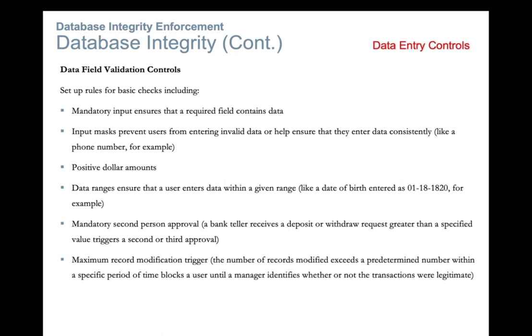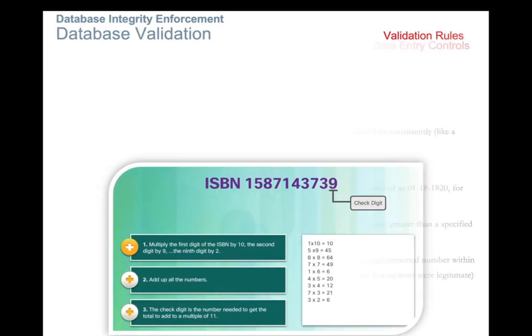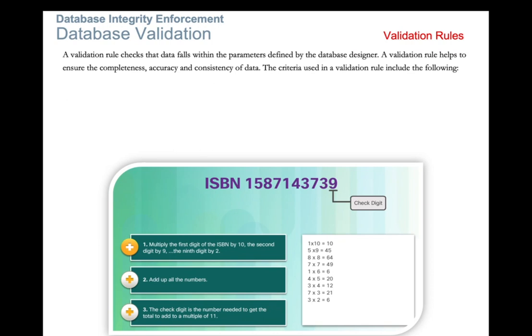And unusual activity trigger: a system locks when it recognizes unusual activities. So these are the data entry controls. Then for data validation rules, we'll see the validation rules. A validation rule checks that data falls within the parameters defined by the database designer. A validation rule helps to ensure the completeness, accuracy, and consistency of data.